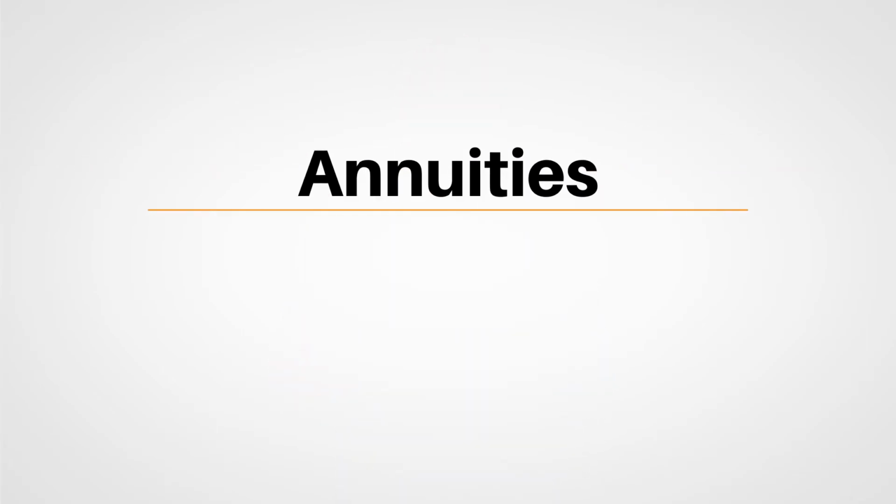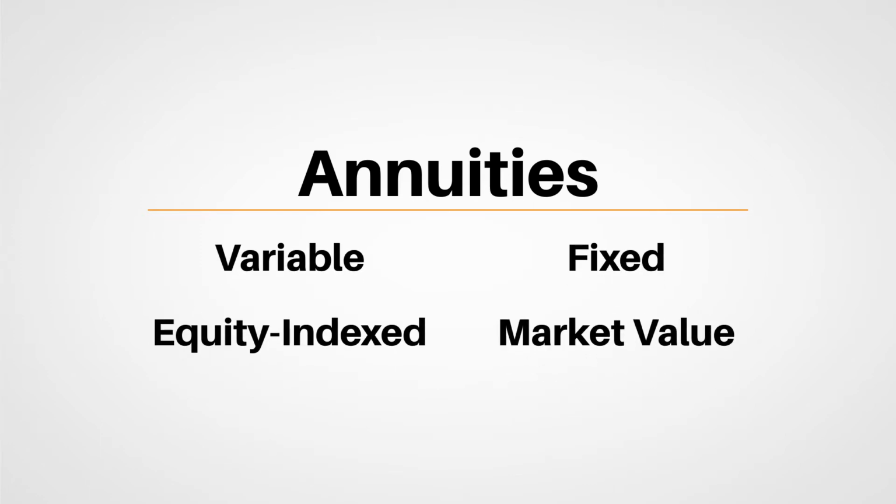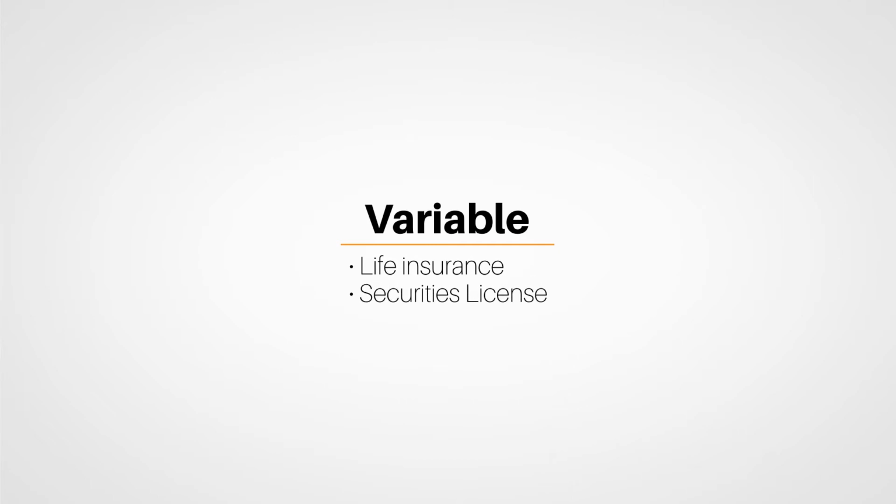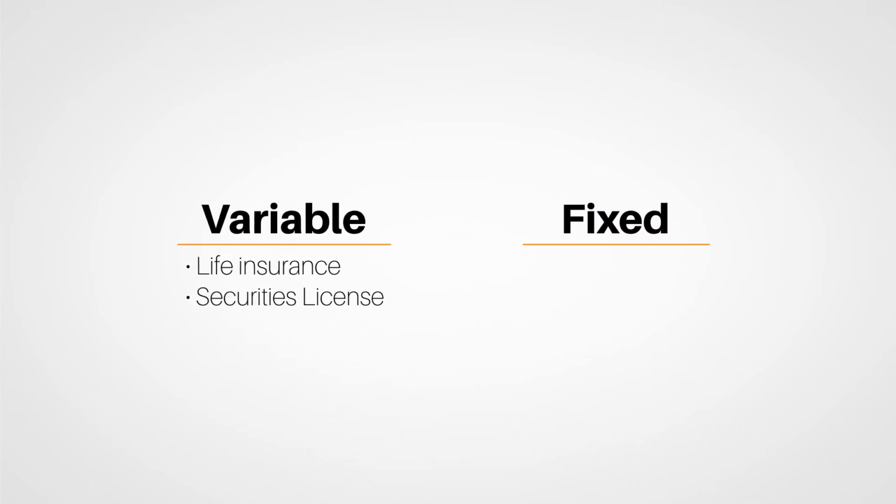We'll take a good look at variable, fixed, equity index, and market value annuities. These tend to be more complicated than standard fixed annuities, and you need to be well versed on these products. You'll learn that variable annuities require the producer to hold a life insurance and a securities license, while fixed annuities only require a life insurance license to be obtained.